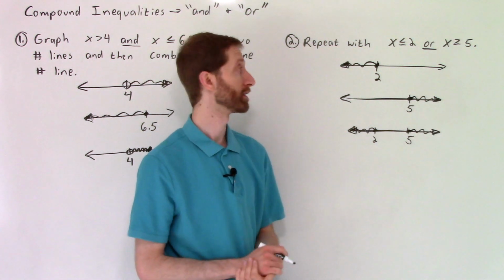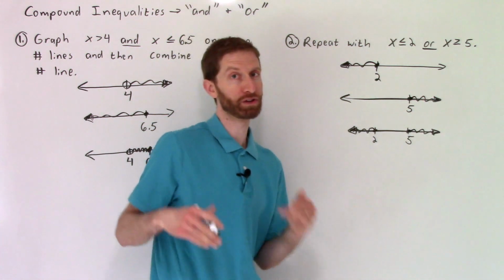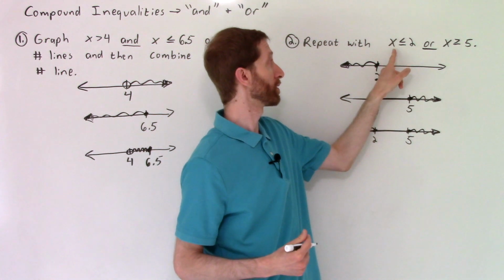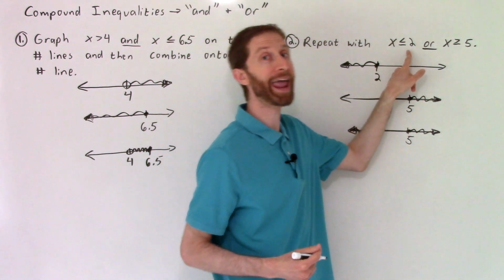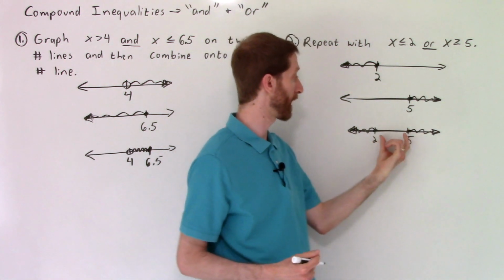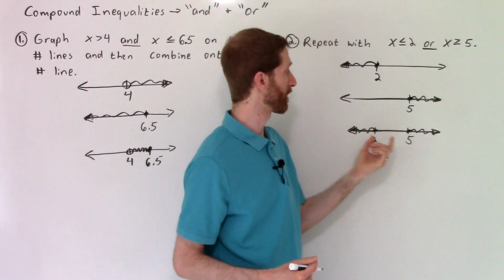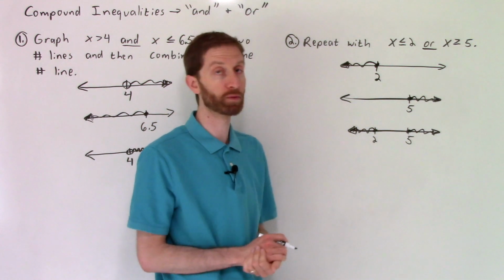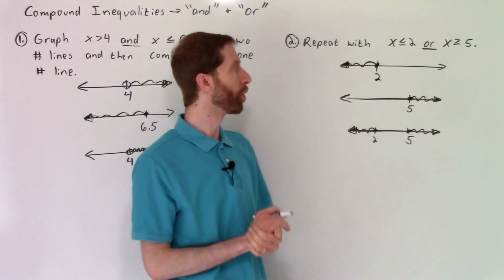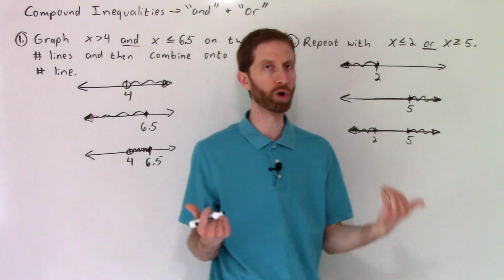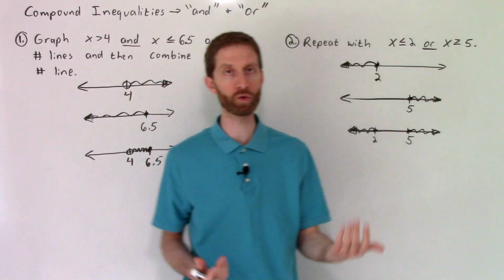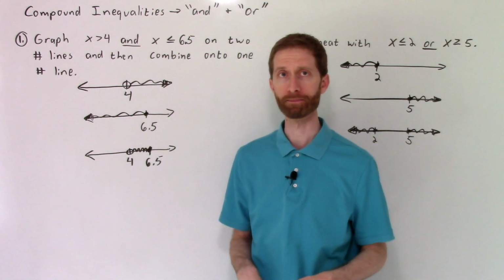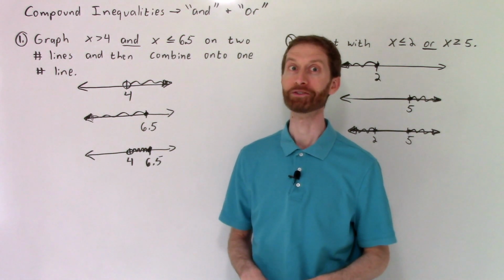Very cool stuff. Now, a little point in case you're looking for a challenge here. If this word were "and," there are no numbers that are less than or equal to 2 and greater than or equal to 5. There's no number that we know of, so there'd be no solution to that. So "or" means either one direction or the other. Either one inequality or the other works, and "and" means it works for both inequalities. You're looking for the overlap. Super cool. See you in the next video.